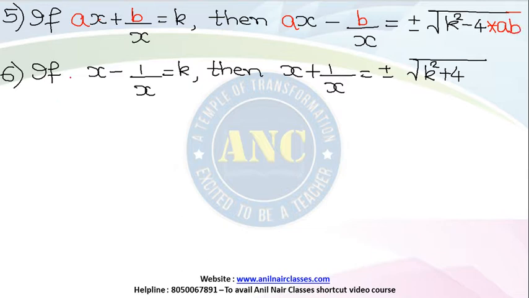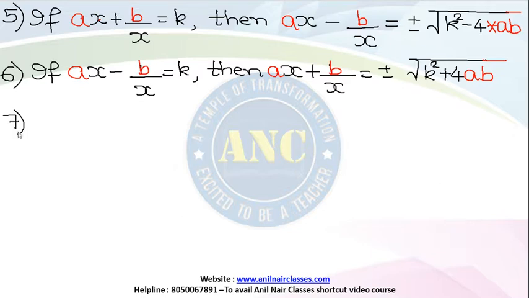Similarly, your sixth notation, if ax minus b by x is equal to k, then ax plus b by x will be equal to plus or minus square root of k square plus 4ab. All the extra additions I am writing in red ink, and all the original notations I am writing in black color. I hope you are able to correlate.